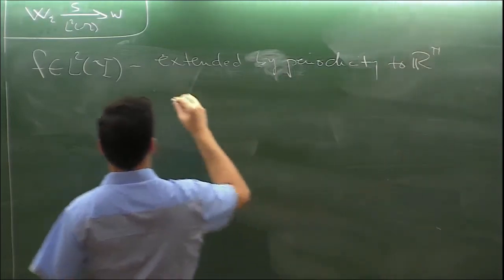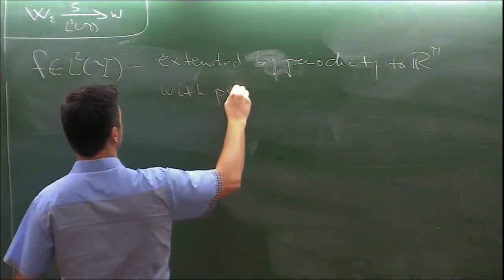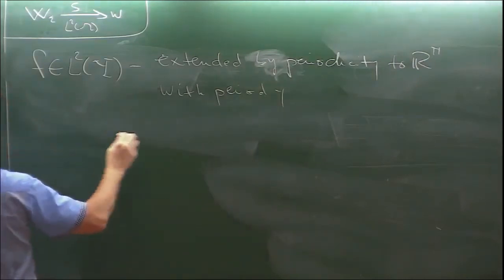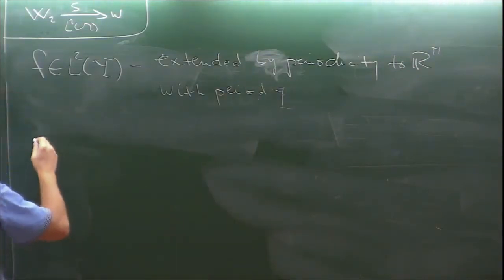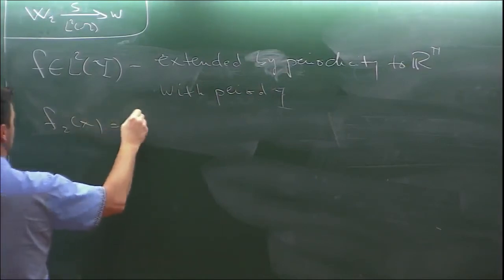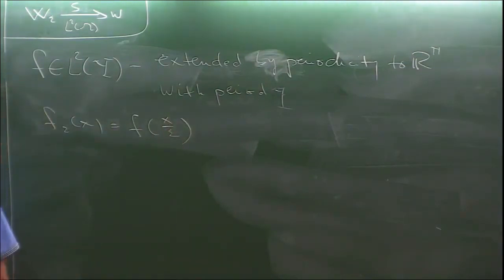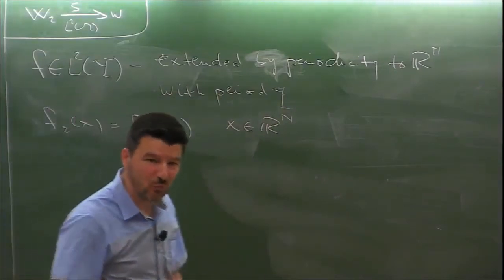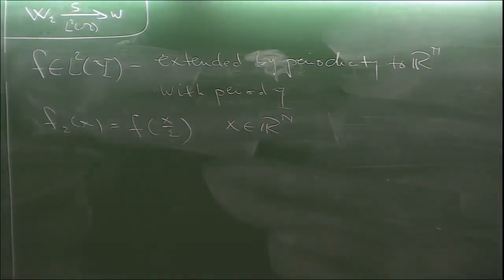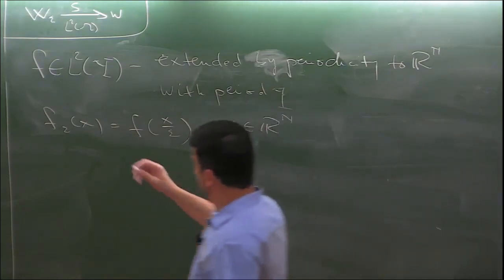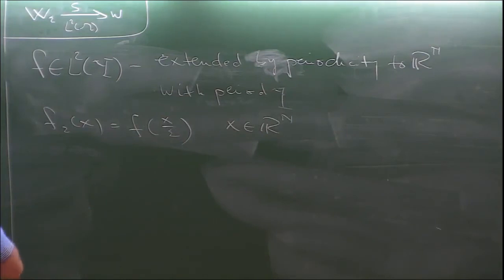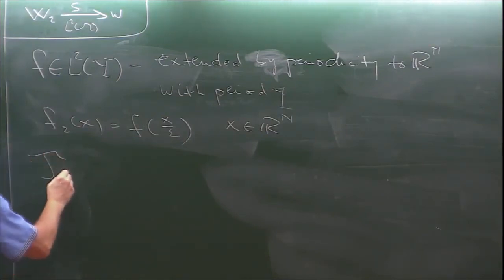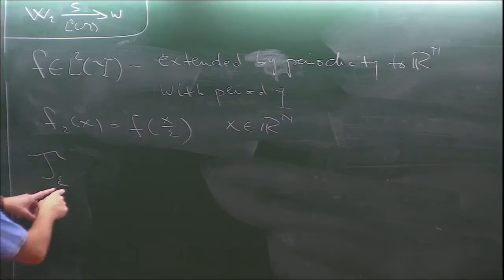To Rn with period Y, period cell Y. Then we build a function, okay, for every x in Rn. Well, you cannot do for every x, but almost every, because L2 functions are defined up to a set of measure 0. But just for those of you who are interested in these details.